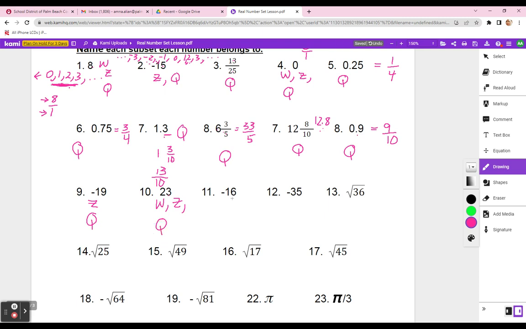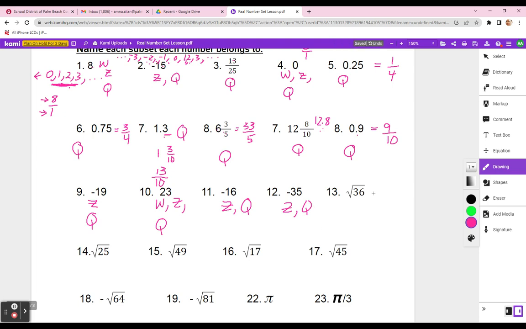All right, -16, it's not a whole number because we have no negatives in the whole number set. It is an integer because the integer set is all the whole numbers and their opposites. So this is an integer, and this integer can easily be turned into a fraction, which gives us a rational number. This is also an integer and a rational number.